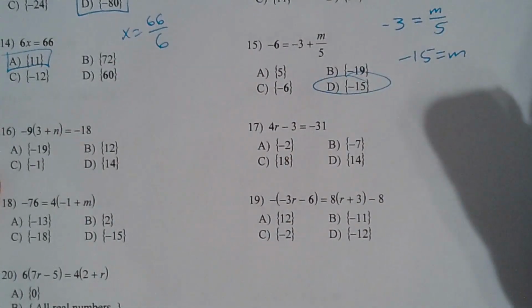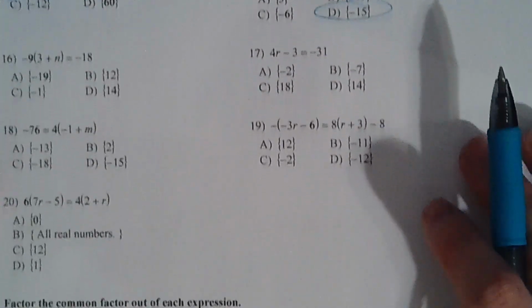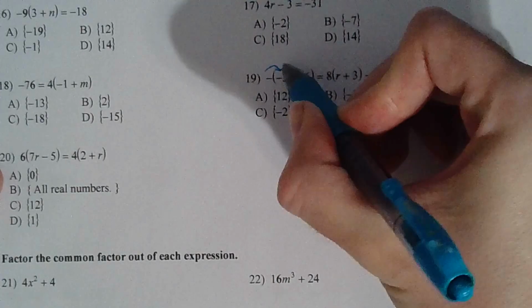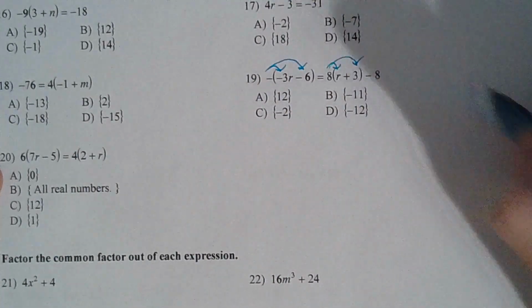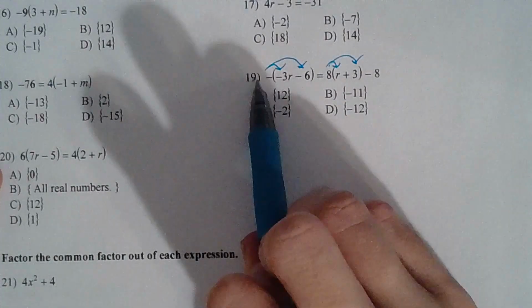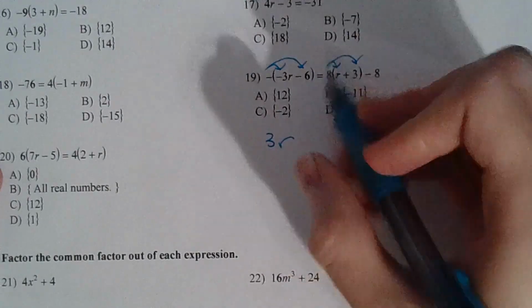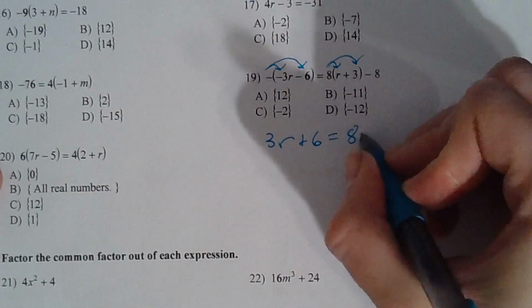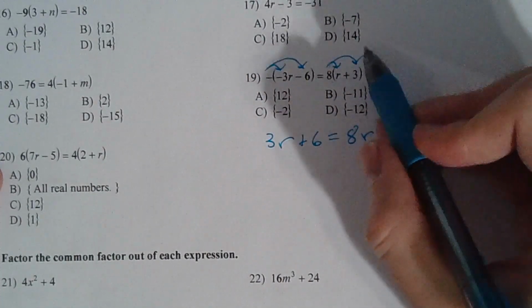Not too bad. Of all the next ones here, I'm choosing to do number 19. I think that one's the most difficult one, so let's do it. We're going to go ahead and distribute this negative sign, or this 8, sorry. Negative times a negative is a positive. A negative times a negative is a positive. 8 times r is just 8r. 8 times 3 is 24. And then subtract 8.